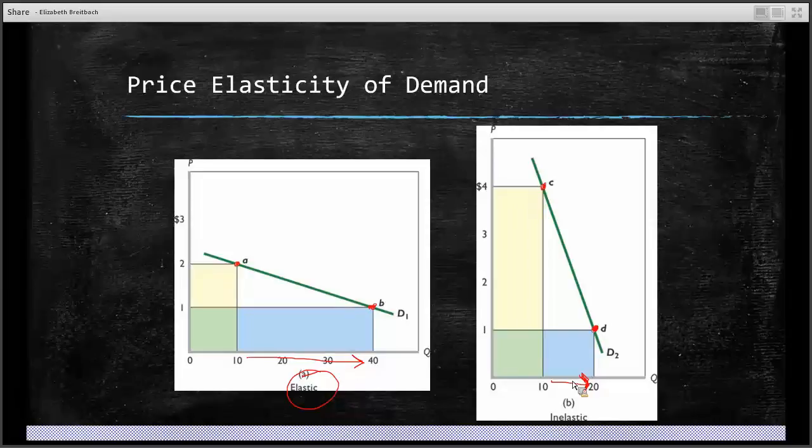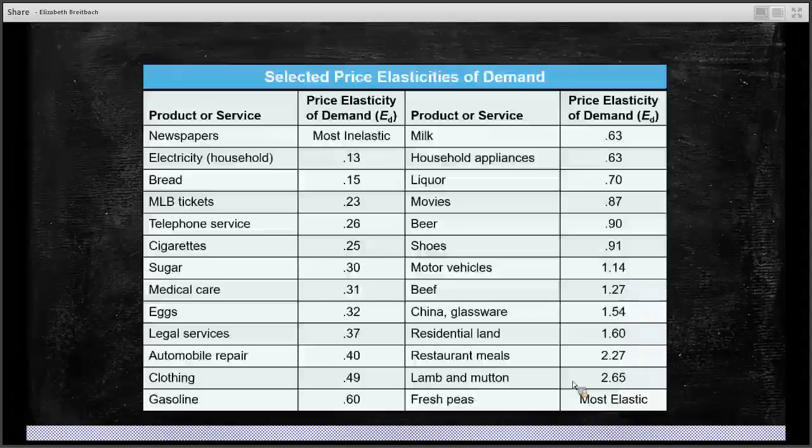All right, so let's look at some examples of both elastic and inelastic goods. Something that would be considered inelastic is newspapers. A lot of students automatically say, nobody buys newspapers anymore, so how is that inelastic? But think about who does buy newspapers. My grandma is one person that relies on a newspaper. She wants to have a newspaper delivered to her every day. I'm from a small town, so it's got all the local gossip in there. It's got the obituaries, all the important information that she needs.